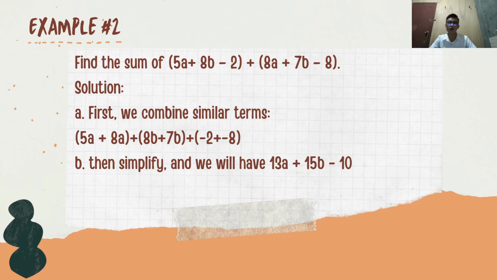Example number 2. Find the sum of 5a plus 8b minus 2 plus 8a plus 7b minus 8. So here's the solution. Now we are going to combine the similar terms. So we are going to put 8a to the other hand. So we have 5a plus 8a plus 8b plus 7b, we combined the matching literal coefficients, plus negative 2 plus negative 8. Then to simplify it further, we will have 13a plus 15b minus 10. So that's how we are going to add polynomials. Okay, I hope you got it.